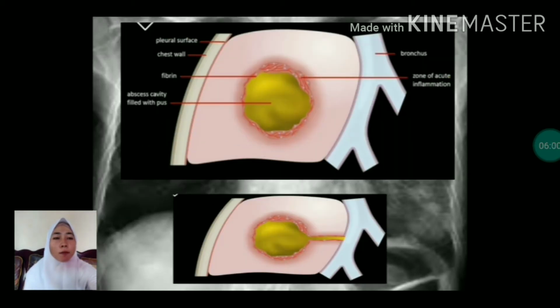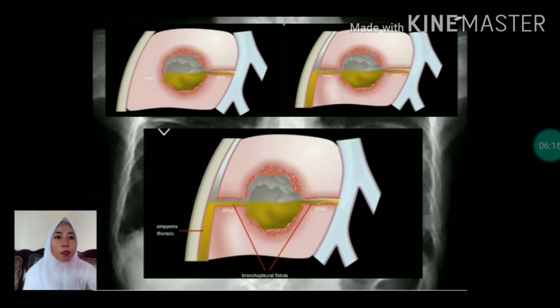So as you can see in the picture, that is what we call a complication. In that infection, the infected area of the lungs is already bleeding, and in the other picture, the infected area of the lungs has become worse. And as you can see at the bottom, that is what we call emphysema thoracis and bronchopleural fistula.